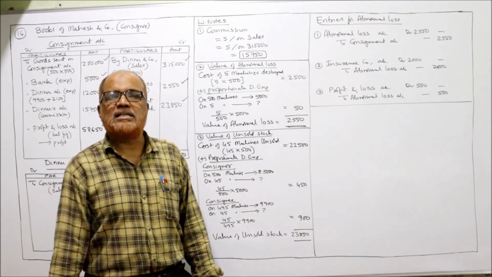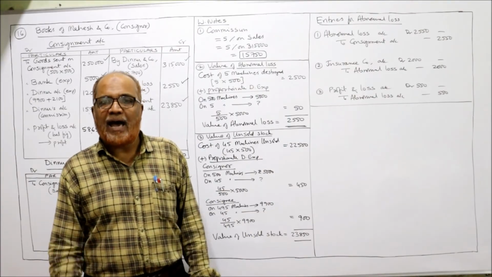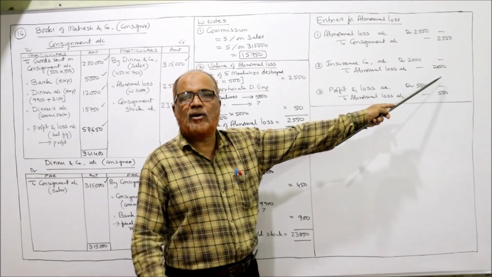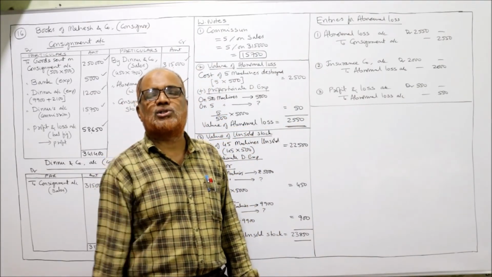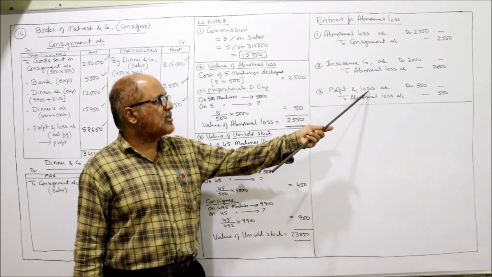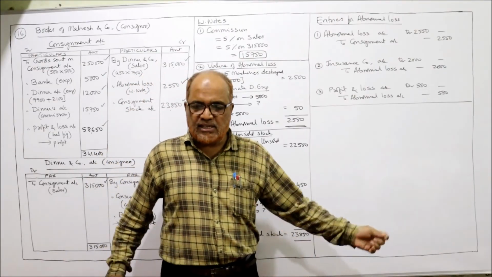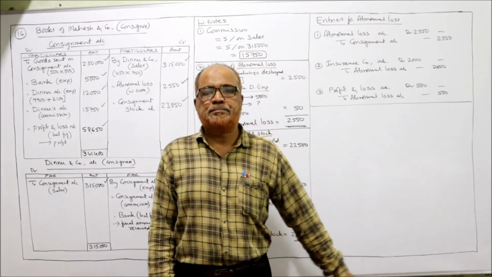Now the remaining balance should be transferred to profit and loss account as net loss. The actual loss is 2,550, but the insurance company has agreed only 2,000. So 550 rupees is the net loss. That net loss should be transferred to profit and loss account. Profit and loss account debit to abnormal loss 550. That's all. So this is the end of problem number 16.